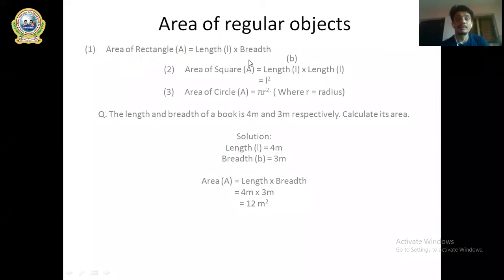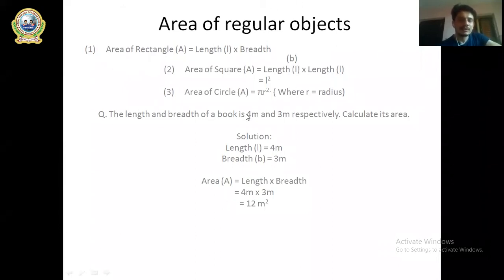You'll have to memorize those formulae. Okay, memorize those formulae. So area of rectangle equals L into B, length into breadth. And similarly, area of square equals L into L, L square, because in case of square, length and breadth are totally equal. So area of square equals L into L, that is L square.